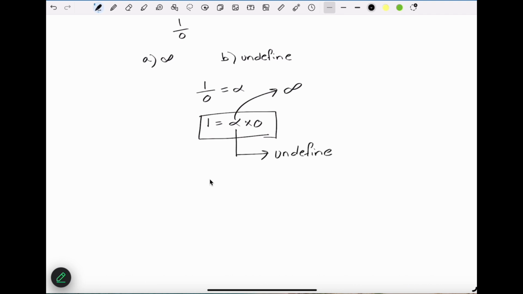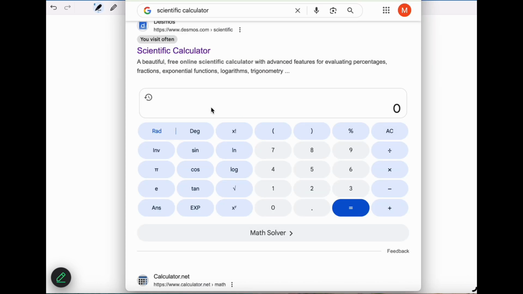Because the basic rule in math is anything multiplied by 0 should be equal to 0. But this statement is contradicting the basic statement in math. So I believe 1 over 0 is not infinite. It is undefined. Now let me check the value of 1 over 0 again in this calculator.